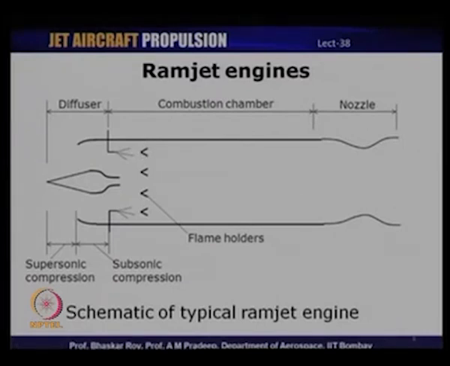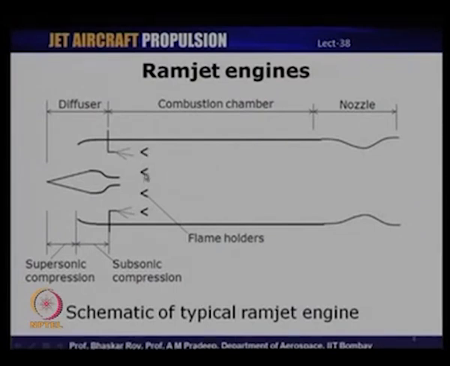So, in order to maintain a stable combustion, we need what are known as flame holders. Flame holders are basically bluff bodies, as you can see. These are bluff bodies placed in the flow, which means that in the downstream of the bluff body you would have a wake, and a wake is a region where you have recirculating low velocity flow.